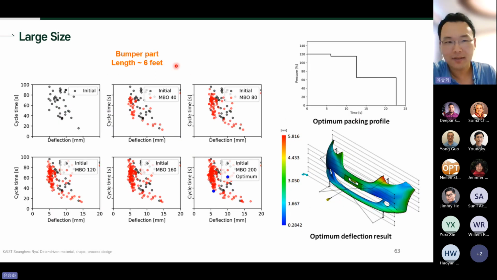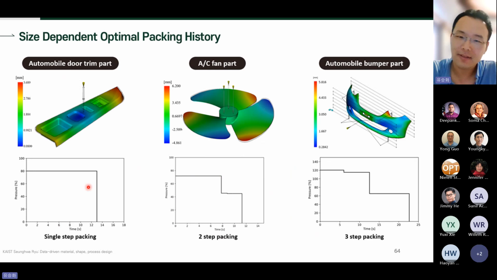And regarding an even larger part, a 6 foot length bumper part, we found that 3-stage packing is necessary to have fast production time and small deflection. And we found that this is consistent with field engineers' intuition and experience. Without getting any help from experts in the field, the computer algorithm was automatically able to find these process parameters. Okay, so these are some examples of combining experiment and simulation guiding algorithms into a computational tool, and I think Ansys can have this kind of complementary tool in their software, and maybe it's already there.